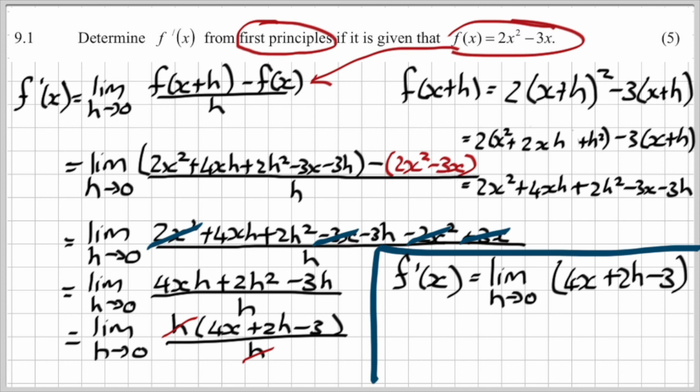I have to ask myself this now. Can I make h 0? In other words, is there something, if I make h 0, that is either non-real or undefined? Non-real being a negative under the square root, or undefined, am I dividing by 0? No, so I can now replace h with 0, leaving me with an expression of 4x minus 3.